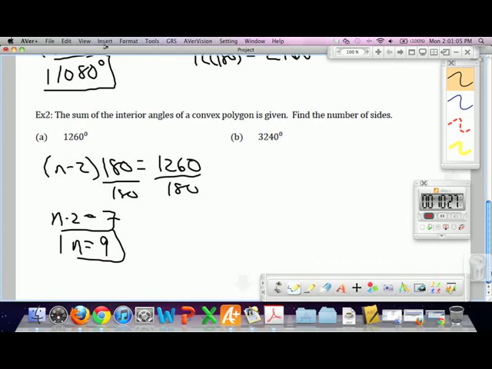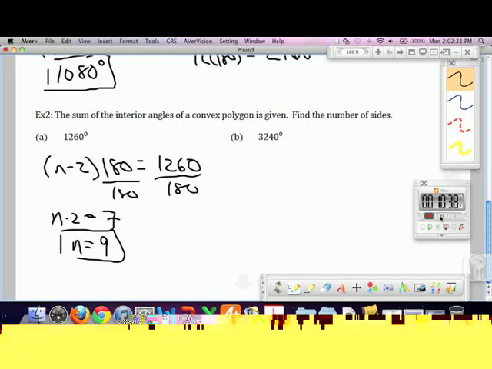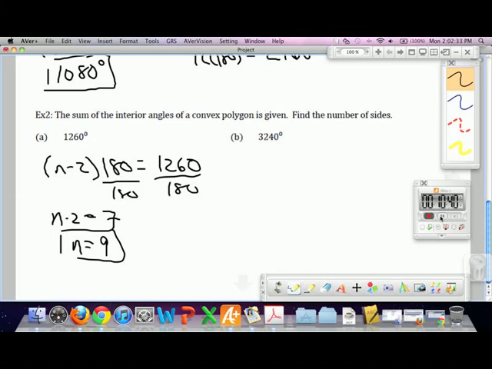If you haven't already, calculate how many sides this figure has that has a 3,240 degree interior angle sum. Okay, 3,240, hopefully you set your problem up like this. N minus 2 times 180 is equal to 3,240. Divide by 180, and what do we get?